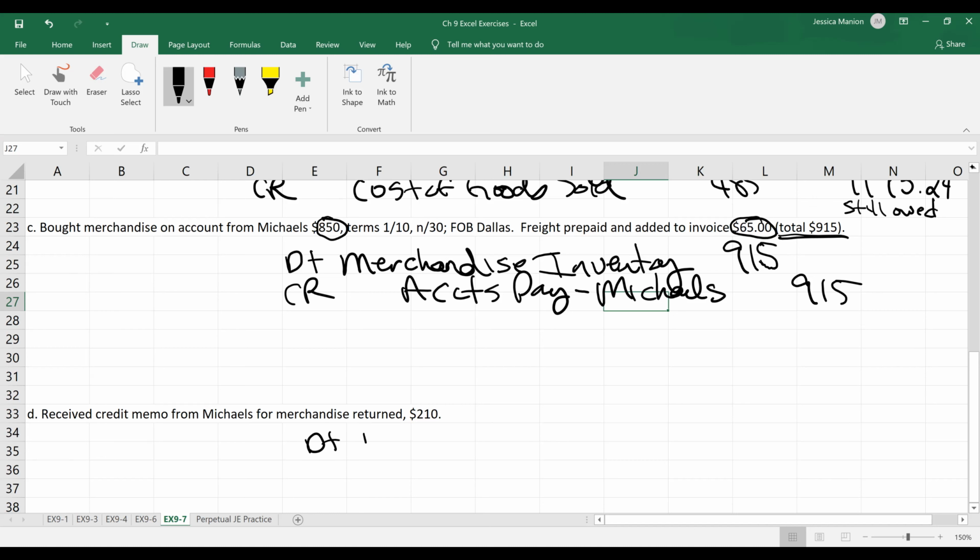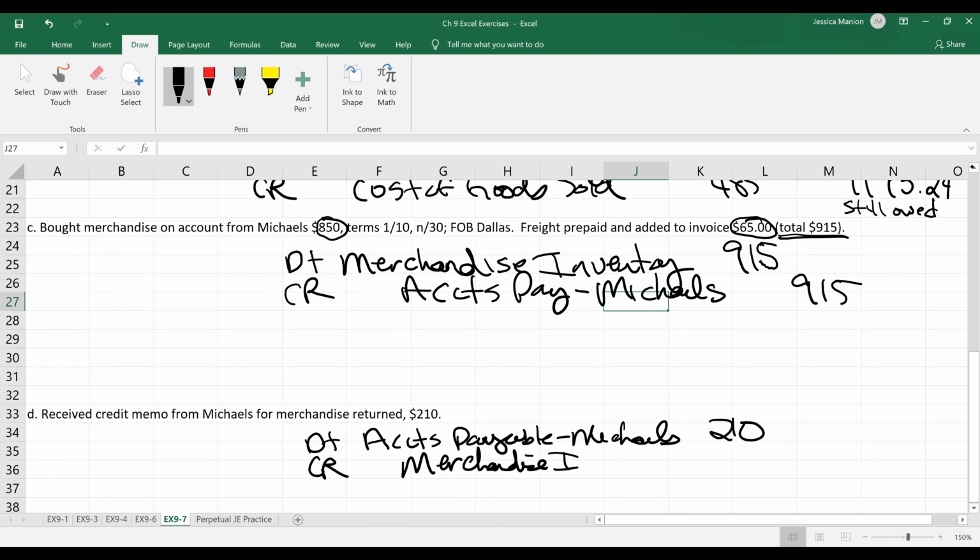We're going to debit accounts payable for Michael's. How much? 210. We're going to credit merchandise inventory. It's going to be the exact opposite of letter C because with the perpetual inventory system, we don't use purchase returns and allowances. It just gets recorded right into merchandise inventory.